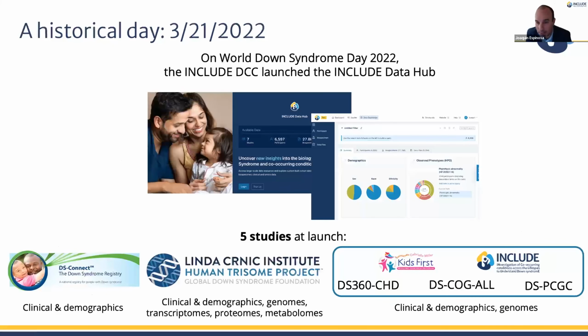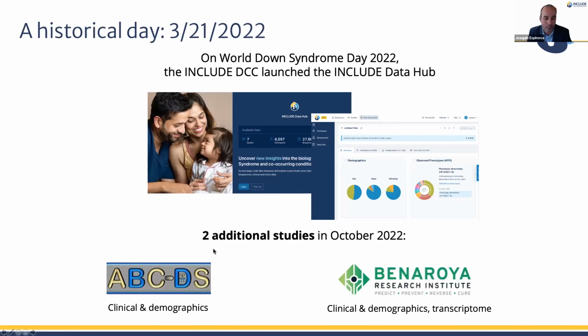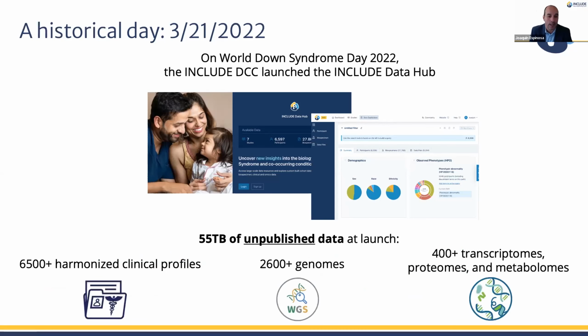So I'm very happy to say that earlier this year, many of you were there in March when, on World Down Syndrome Day 2022, we launched V1.0 of the INCLUDE Data Hub. Five studies participated in the initial launch: the Down Syndrome Registry DS-Connect, the Sanford Institute Human Trisomy Project, and three studies doing genomics studies co-funded by the Kids First program and the INCLUDE Project. And later this year, we were able to add two additional studies, the Alzheimer's Biomarkers Consortium and a study from the Benaroya Research Institute.